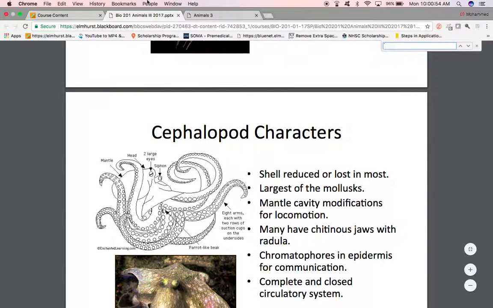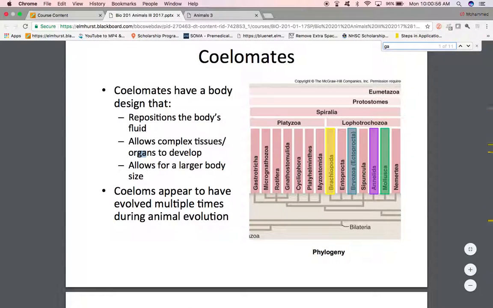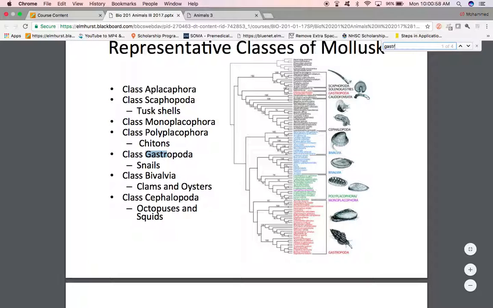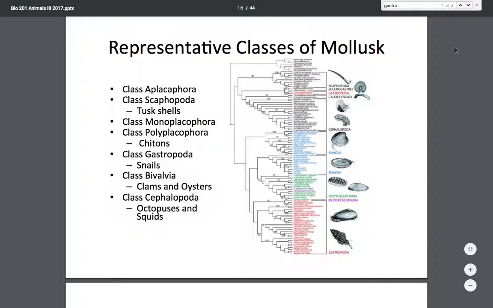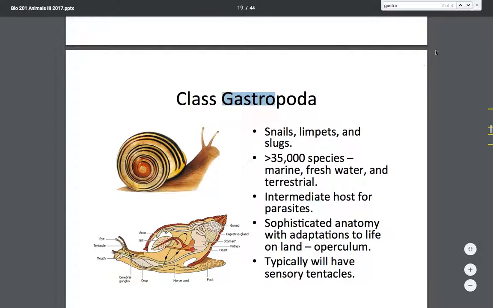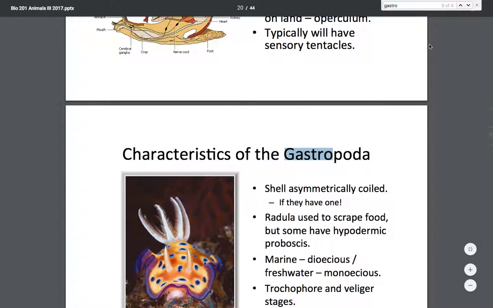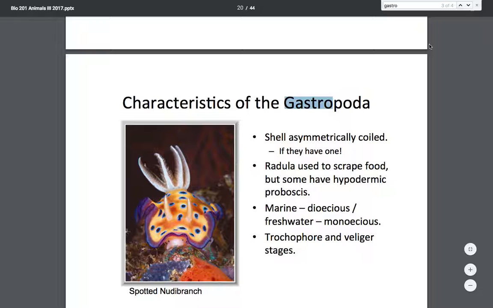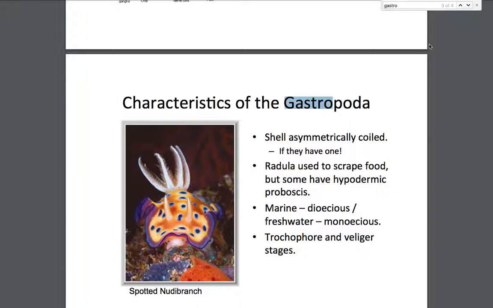Many of them are monoecious, especially freshwater or terrestrial organisms. There are some really cool mating behaviors with some of the terrestrial slugs. They climb up a tree and secrete a mucus string, and the two slugs hang down the mucus string, hanging off of the tree, and they mate while hanging in this little mucus string. Those are kind of cool.